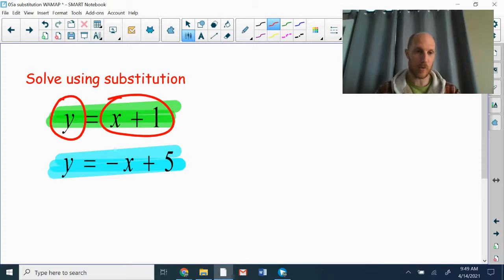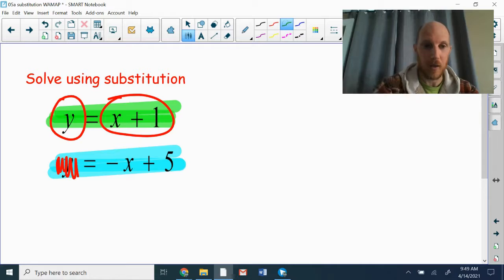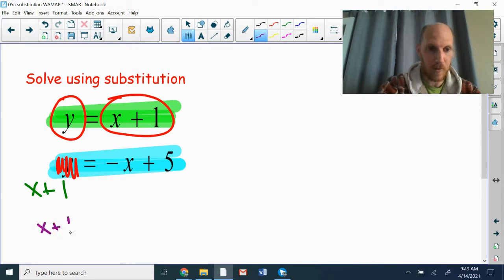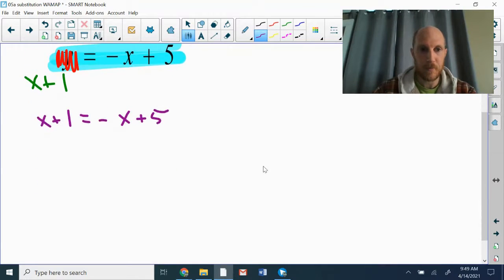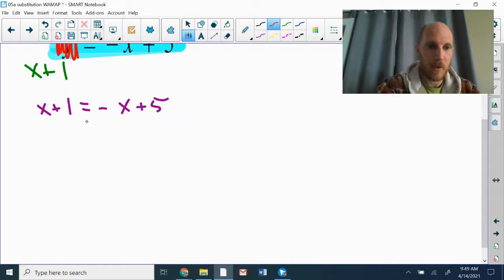All right, the blue one, let's say that's like the players out on the field. Y is out there right now. We're going to make a substitution. I'm going to take Y out of the game, and in her place, we're going to put X plus 1. Let's go ahead and rewrite that without the scribbles. So I got X plus 1 equals negative X plus 5. Keep track of my equal sign. Keep track of my like terms.